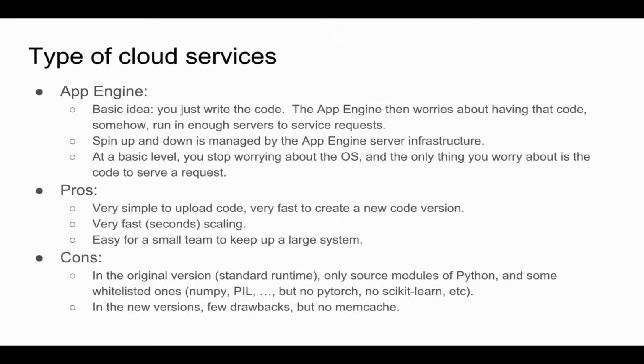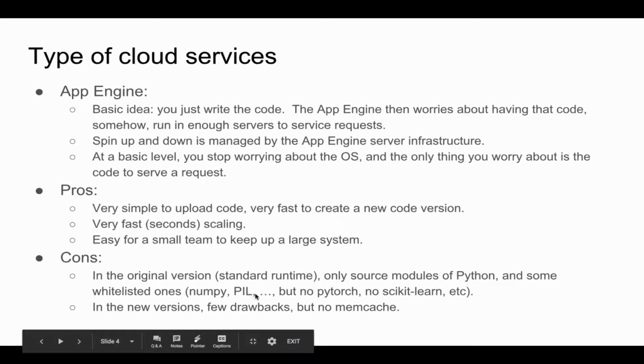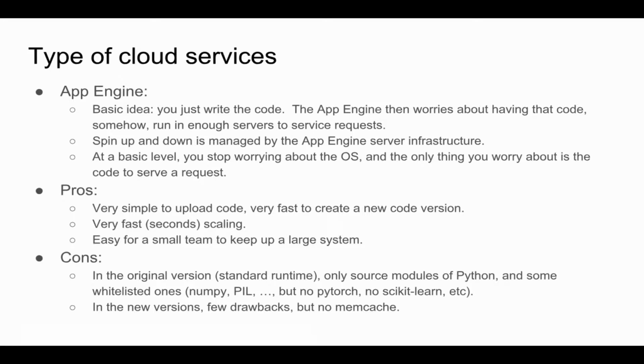So, what are the cons of this seemingly marvelous App Engine? The cons are, in the original version, which is also the version we will be using in this class, you can only use pure Python modules, that is, modules that are written in Python itself and not C code. There are some exceptions, like NumPy and PIL, the image transformation library. But for example, you cannot run PyTorch, TensorFlow, scikit-learn, and this type of code that really relies on assembly language and Fortran and C bindings. That's not possible to run there.